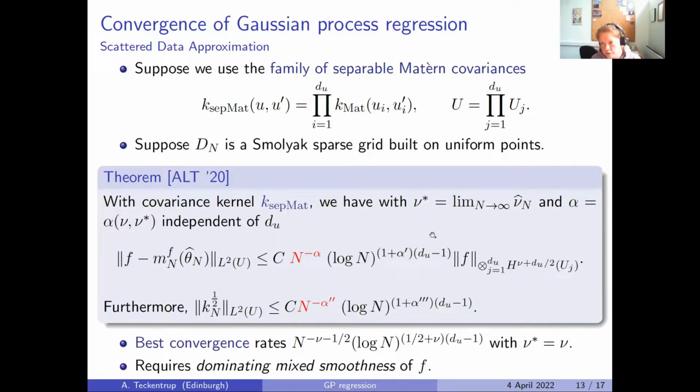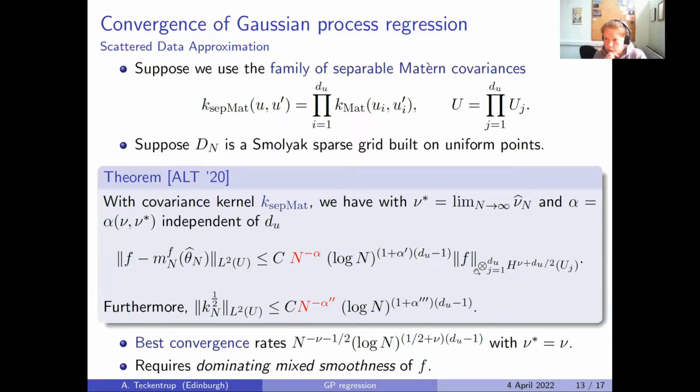So I haven't written down all of the details because the expressions are quite long, but you can find them in the paper. So in this case, what you can then show, if you use this particular construction, if your f has the right type of regularity. So we're now assuming that f is in these so-called spaces of dominating mixed smoothness. So these are tensor products of one-dimensional Sobolev spaces. Your f has that regularity.